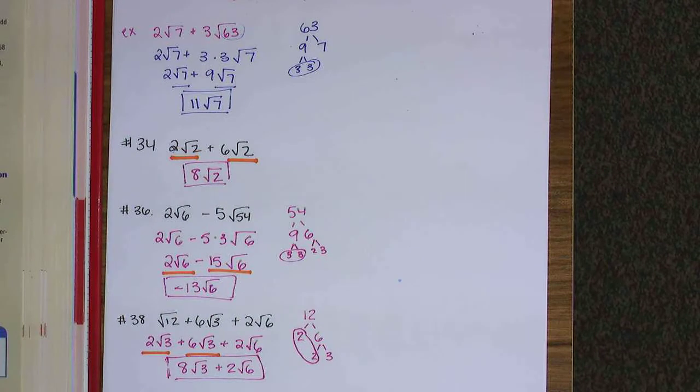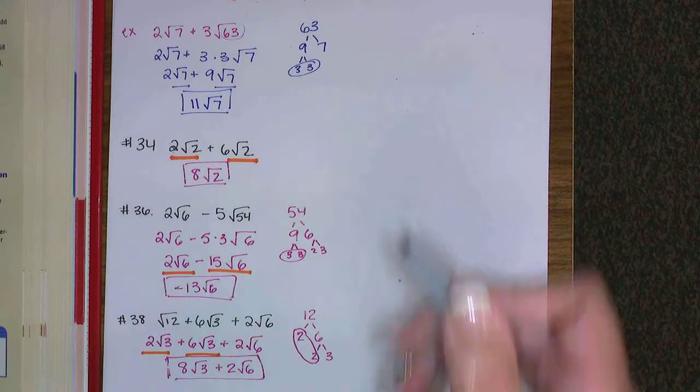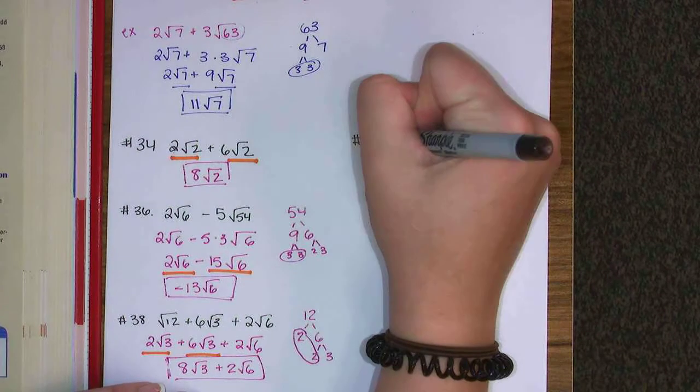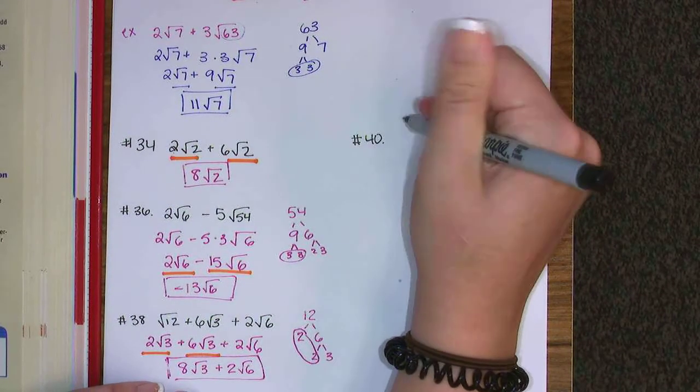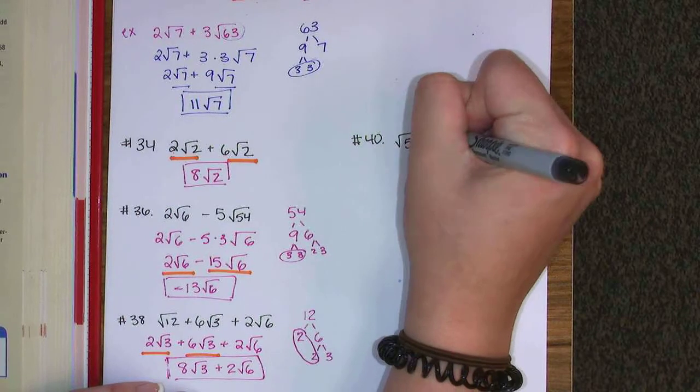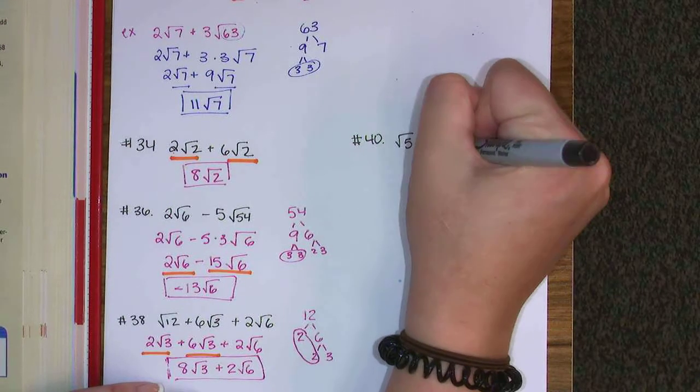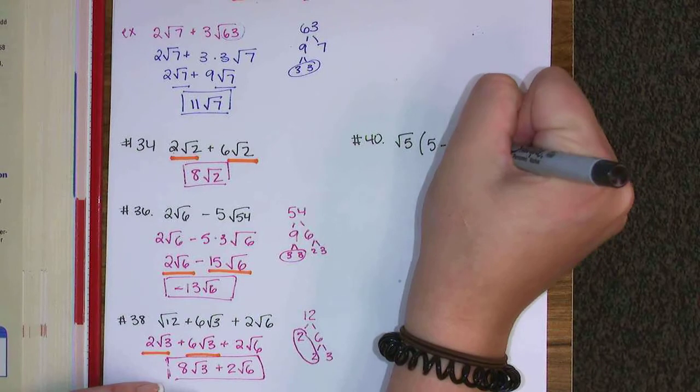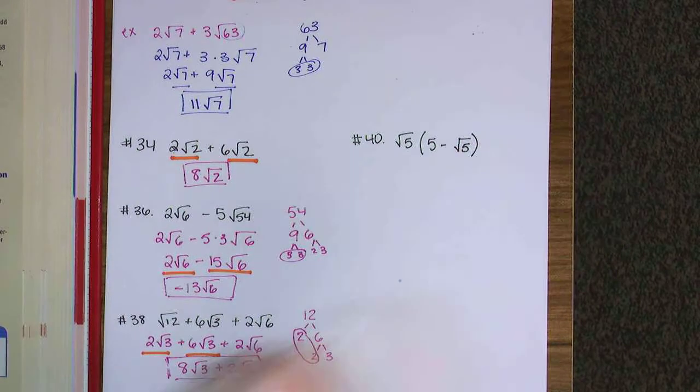40 is going to be our next one. I'm going to try to just do it over here on this one piece of paper. So 40 is the square root of 5 times, in parentheses, 5 minus the square root of 5. Hopefully you remember back to last year with stuff Mr. Cass did with you, and you remember the distributive property.